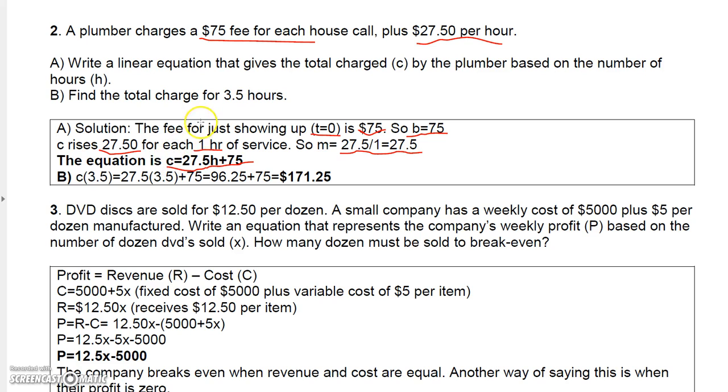And then if we want to find the cost at 3.5 hours, we just plug 3.5 in for h, where h represents the number of hours. And so we get $27.5 times 3.5 hours plus $75 fee for showing up, and that gives us $96.25 plus 75, which is $171.25.